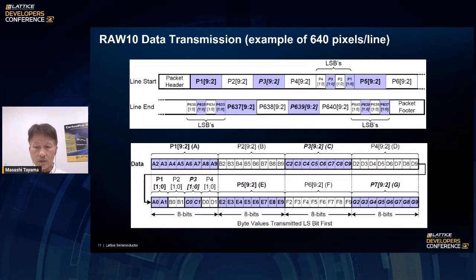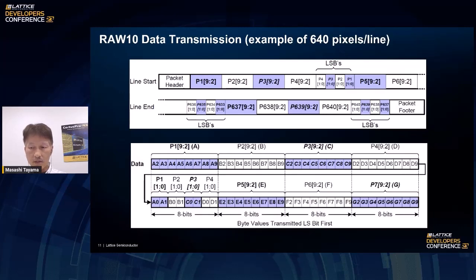As mentioned before, 1 byte is the unit to carry data in MIPI. When the bit width of pixel data is not a multiple of 8, we have to pay special attention to convert pixel data to byte data format. This is a case of RAW10 data transmission.